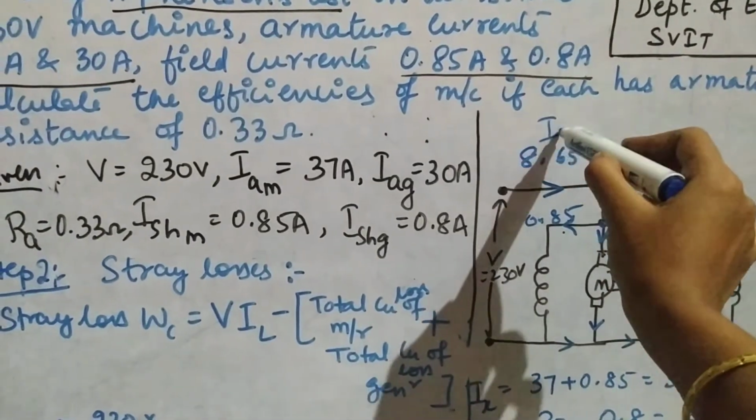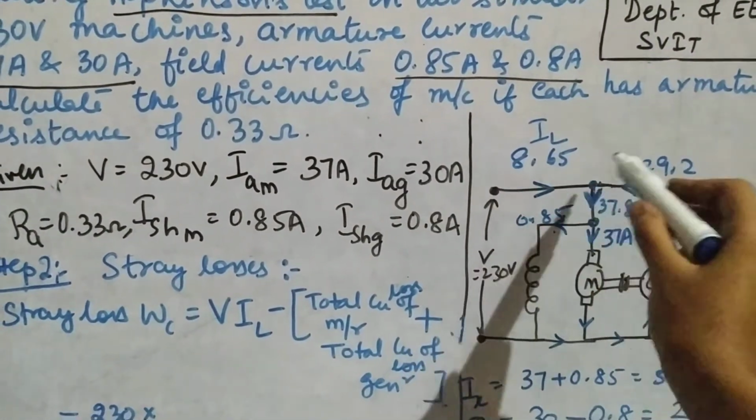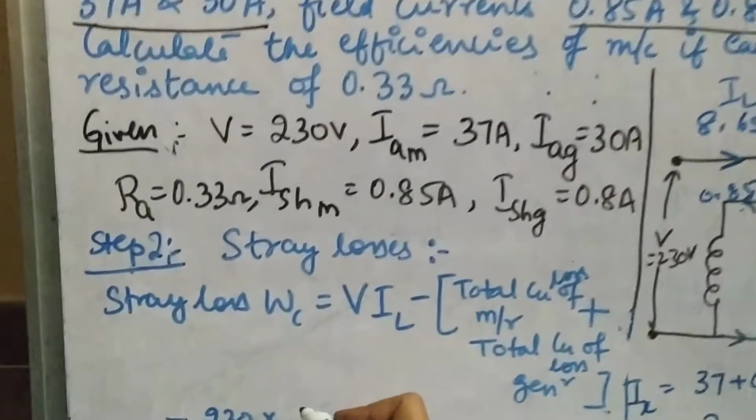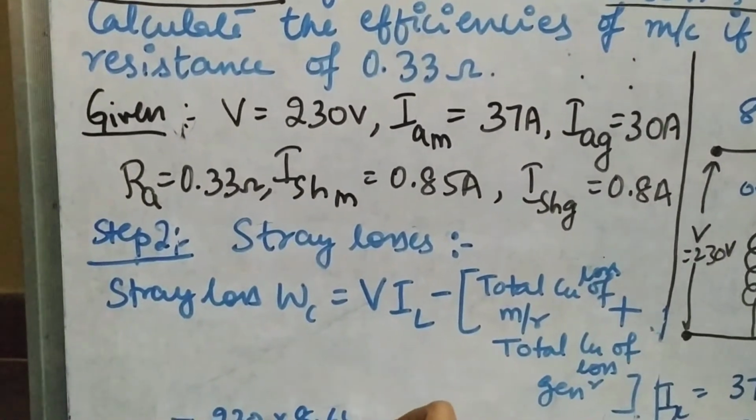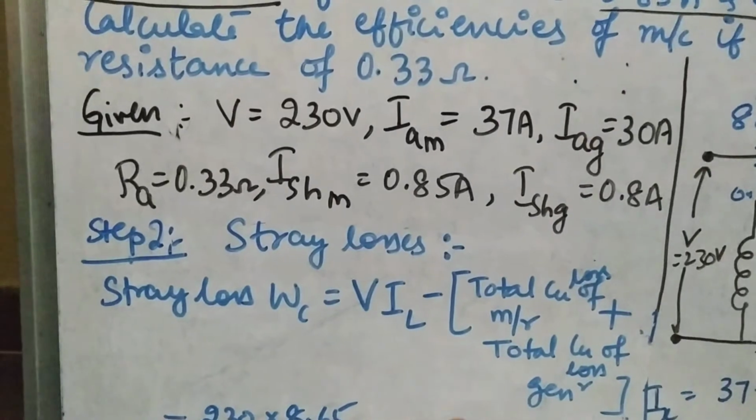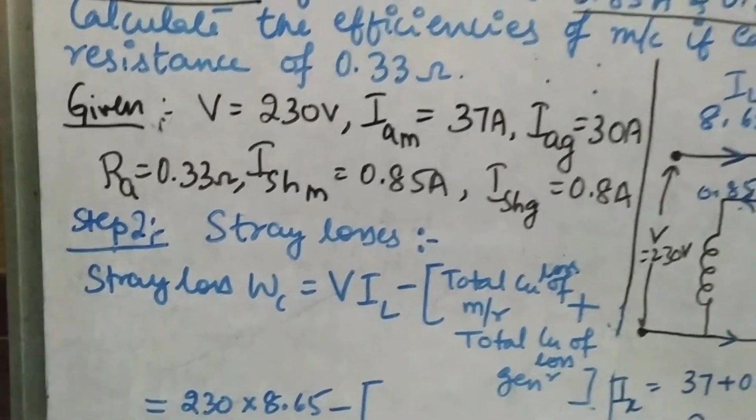This is the line current. Okay, that is 8.65 ampere. So you have to take that, you have to identify the value of which current it is, 8.65 minus the sum of those two values.